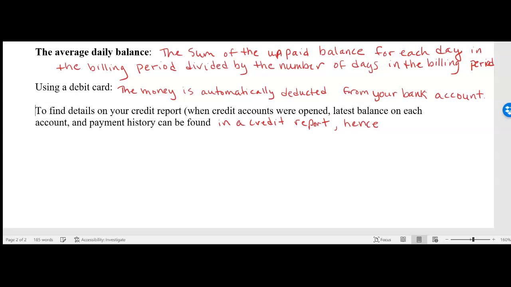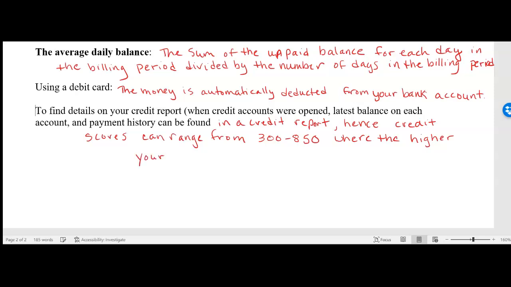Hence, credit scores can range from typically 300 to 850, where the higher your score, the better your credit. That's how credit scoring works.